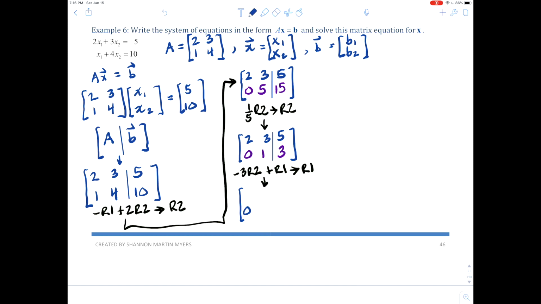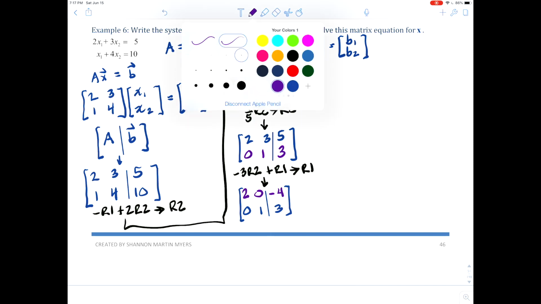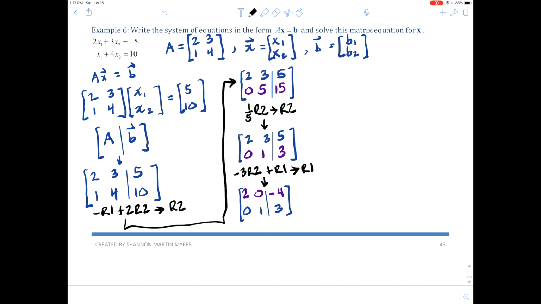Well, row 2 will stay the same this time, and the change will be in row 1. So, let's see. We'll still have a 2 in the top left. First row, first column has 2 in there. And then our evil plan was to get a 0 here, and that works, right? Because we'll have negative 3 plus 3 is 0. And then we'll have negative 9 plus 5 is negative 4. Cool, cool? All right, well, let's go ahead and do one final step here.